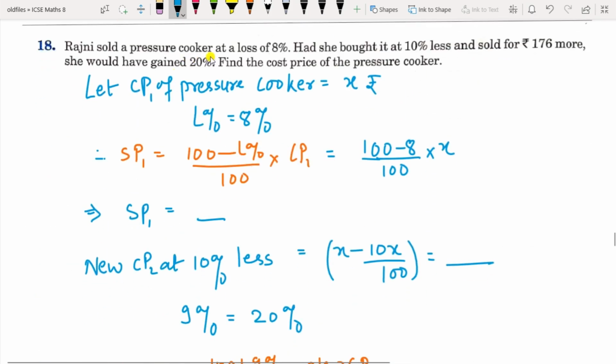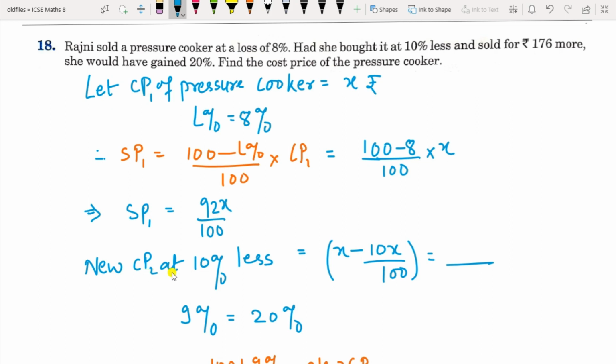Rajni sold her pressure cooker at a loss of 8%. Had she bought it at 10% less and sold for 176 more, she would have gained 20%. Find the cost price of the pressure cooker. Now, no numerical value for the cost price or the selling price has been given. So, let us guess the cost price of the pressure cooker to be X rupees. She had sold with a loss of 8%. So selling price will be 100 minus 8 upon 100 into X. That will be 92X upon 100. So that is the selling price.